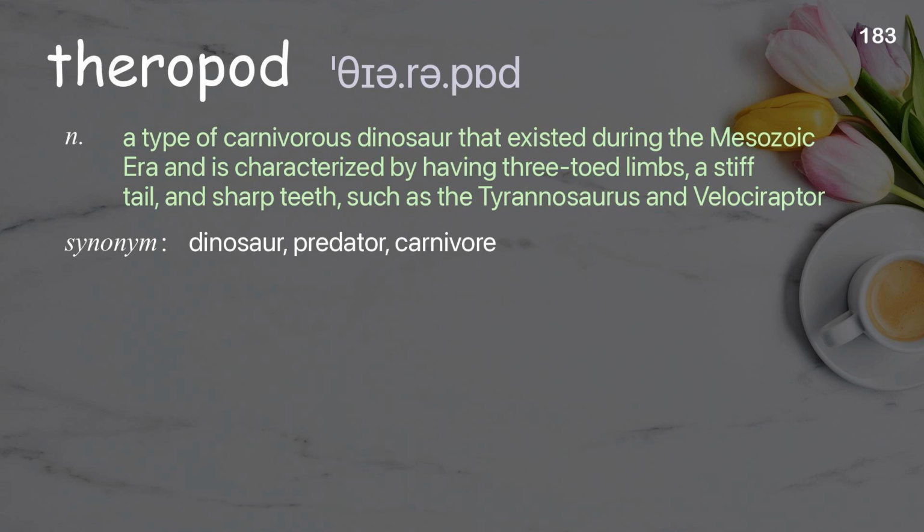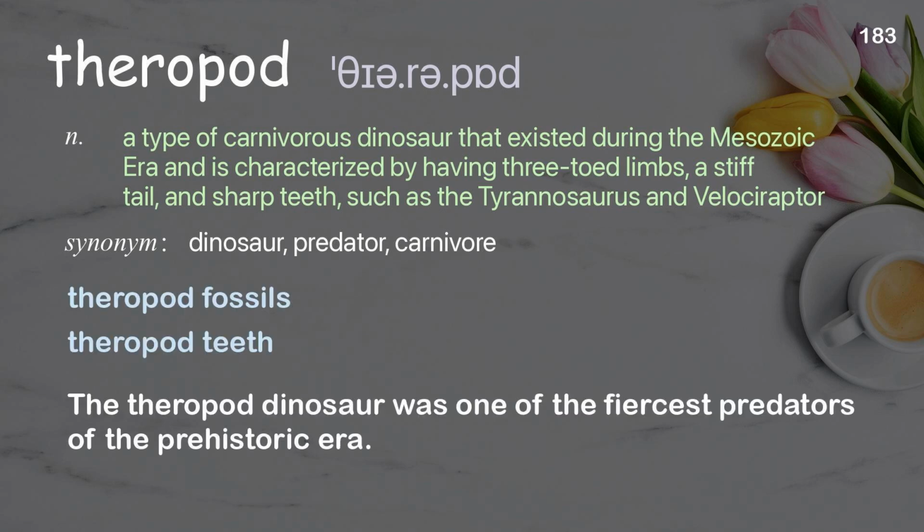Theropod. A type of carnivorous dinosaur that existed during the Mesozoic era and is characterized by having 3-toed limbs, a stiff tail, and sharp teeth, such as the Tyrannosaurus and Velociraptor. Examples: theropod fossils, theropod teeth. The theropod dinosaur was one of the fiercest predators of the prehistoric era.